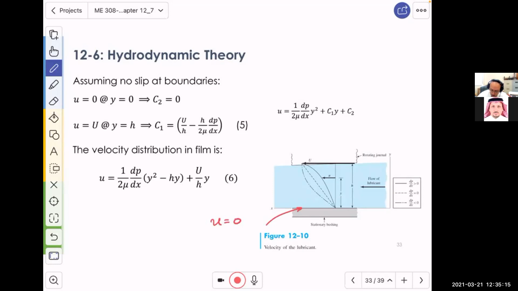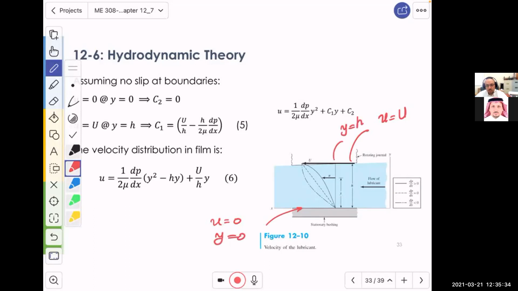And we know that on the top, the velocity u is equal to capital U. And we know that at this position, y is equal to 0. And here, y is equal to h. So if we put y equals 0, the velocity equals 0, we will automatically have this is 0, this is 0, this is 0, so C2 equals 0.